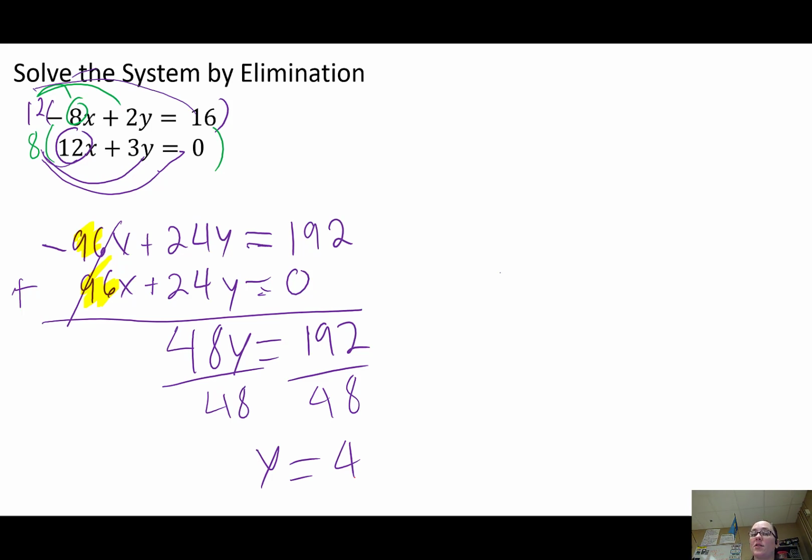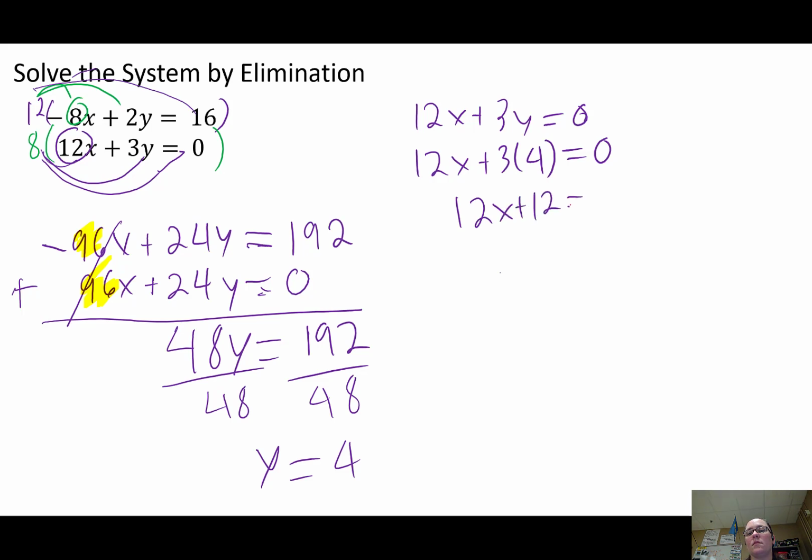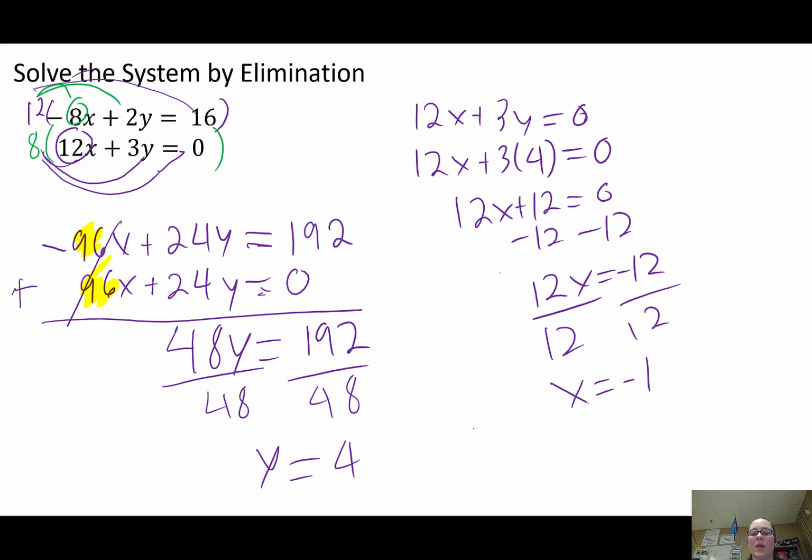So we have y, now we need to do x. I'm going to use the 12x plus 3y equation. And we get 12x plus 3 times 4 equals 0. So we get 12x plus 12 equals 0, minus 12 on both sides. We get 12x equals negative 12. Divide both sides by 12. And we get x is equal to negative 1. So my solution is negative 1, 4.